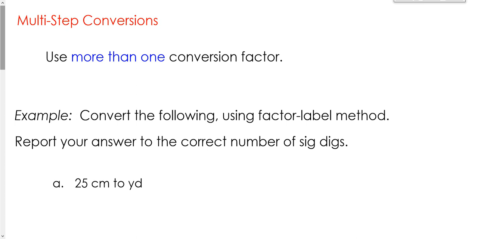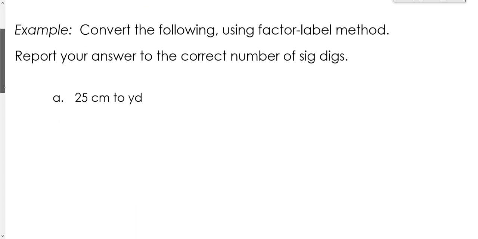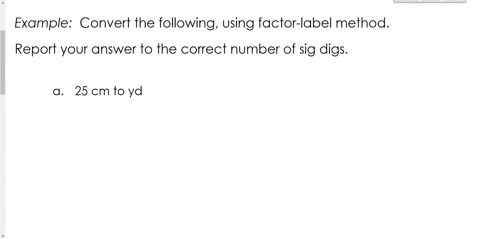So here we'll do a couple examples. We're going to use the factor label method, and we are going to use correct sig digs. If you do not know what these are yet, you will, so just pay attention. So starting off with this one, I've got 25 centimeters and I want to convert that to yards.